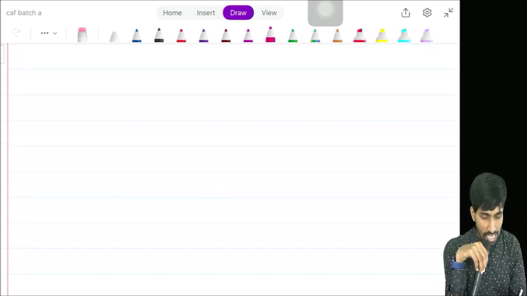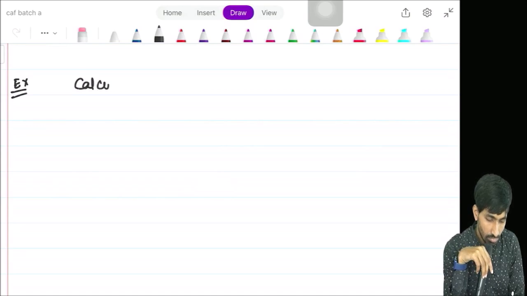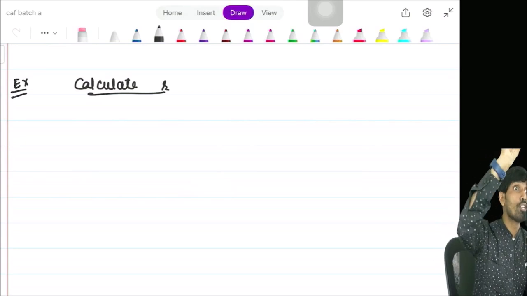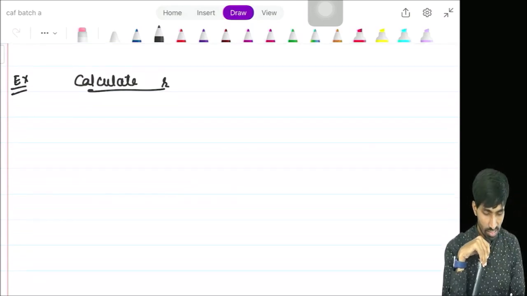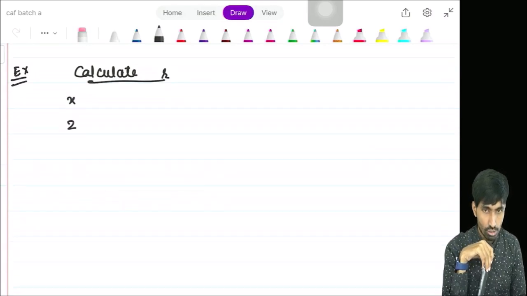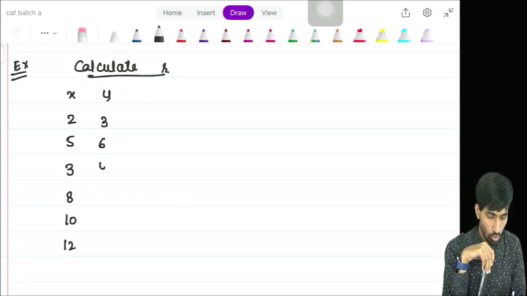Calculate R. If they ask you such sums, they'll give you small numbers. They will never give you big numbers. X is 2, 5, 3, 8, 10, 12. Y is 3, 6, 4, 9, 11, 13.